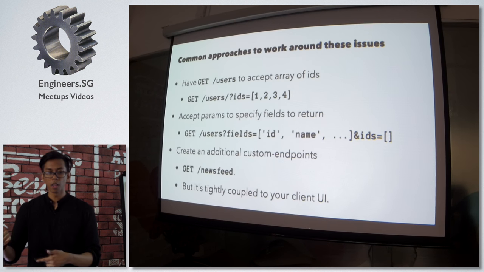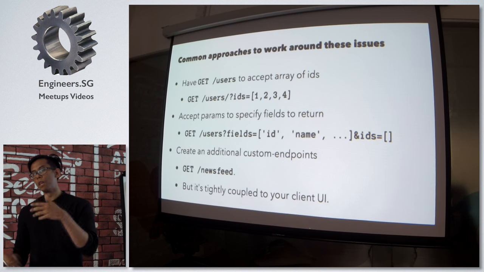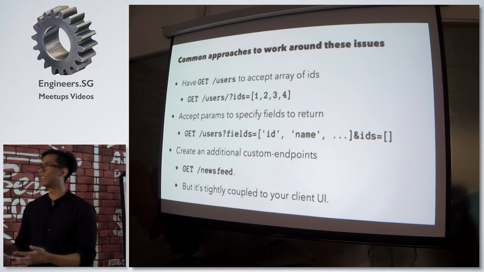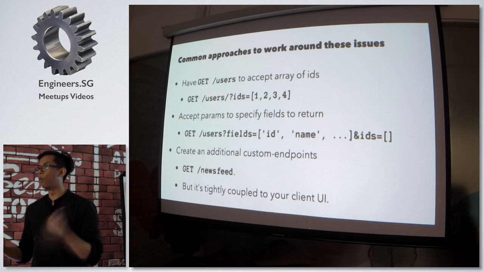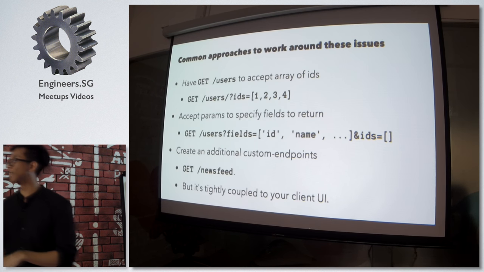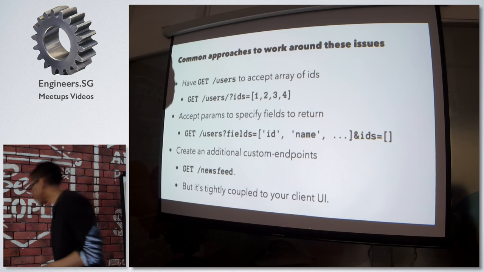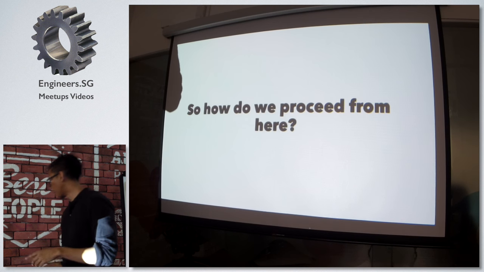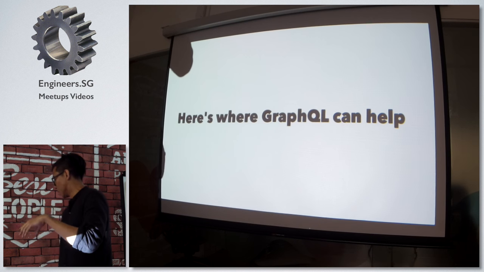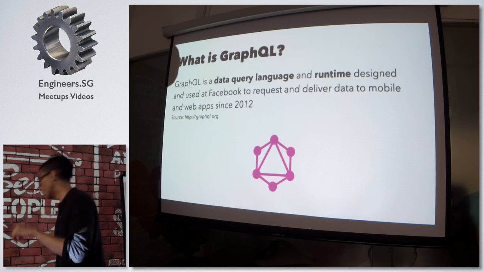For example, you have an iOS app. So at this version, you accept all these fields. And then the next version, you decide to add more fields. And so what happens to your older version of iOS? Because it's not a web application, so there's no way you can get the latest updates. So how do we proceed from here, right? So I'm going to let you see how GraphQL can address some of these issues.